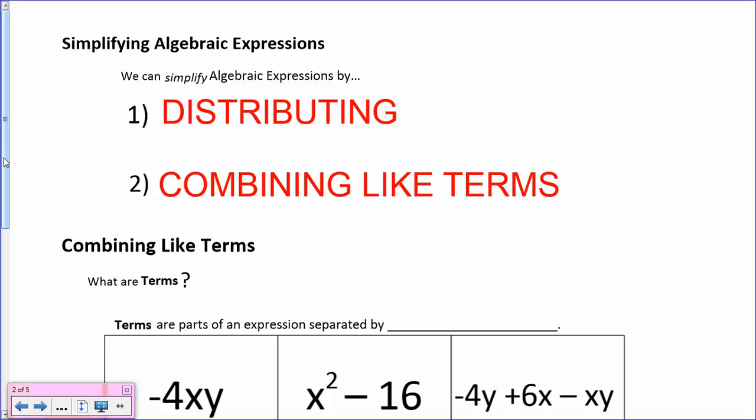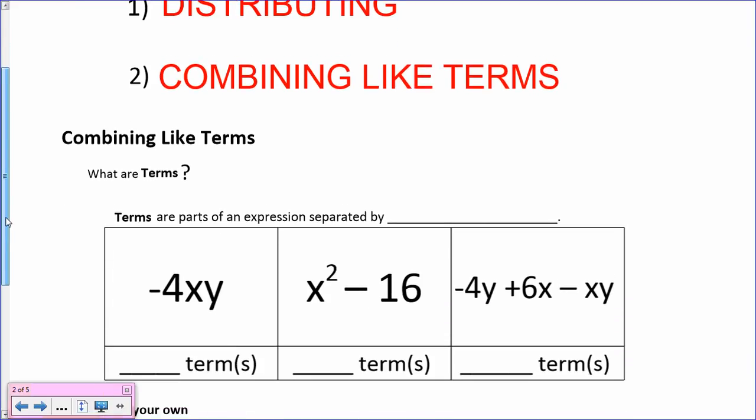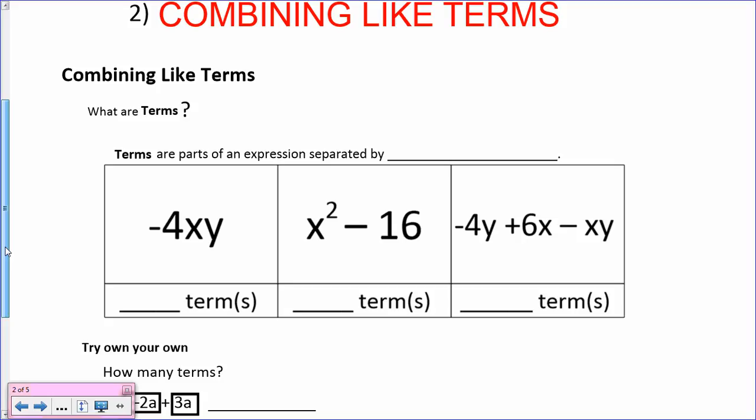Combining like terms. What are terms? We talked about this last class. Terms are parts of an expression separated by addition signs. Only addition signs. Last class I mentioned addition signs are going to be your big thing. Subtraction signs can separate terms, but they're also part of the term. Really a subtraction sign is just plus the negative term behind it. Basically any subtraction sign is really plus a negative. I'll show you what this looks like.